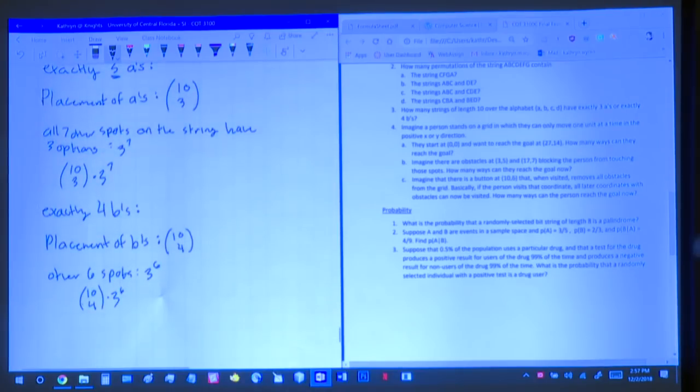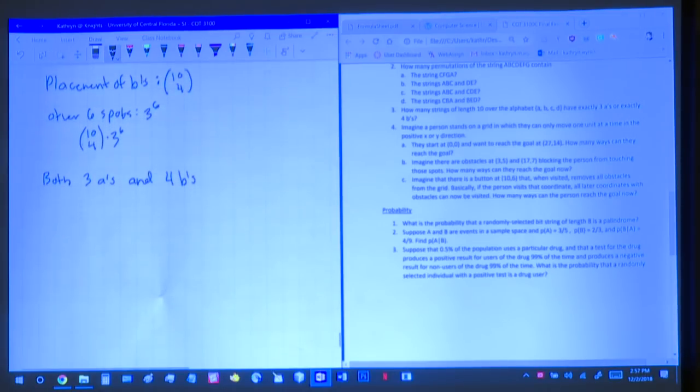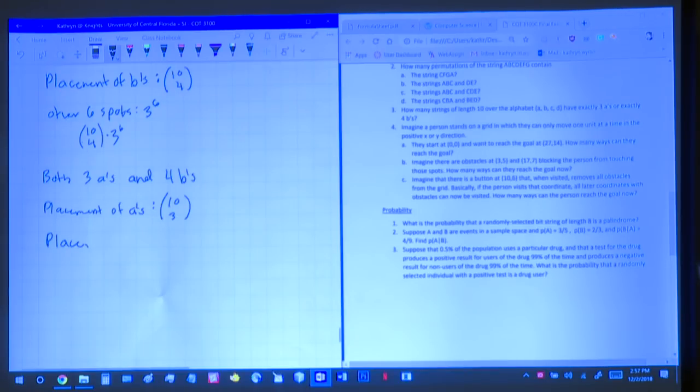And now our third part would be strings that have both, so both 3 A's and 4 B's. So that would be placement of A's, which would be 10 choose 3. Then placement of B's, which would be 7 choose 4, because once we place the A's in those 3 spots, we can't place any B's there. So 10 minus 3 is 7.